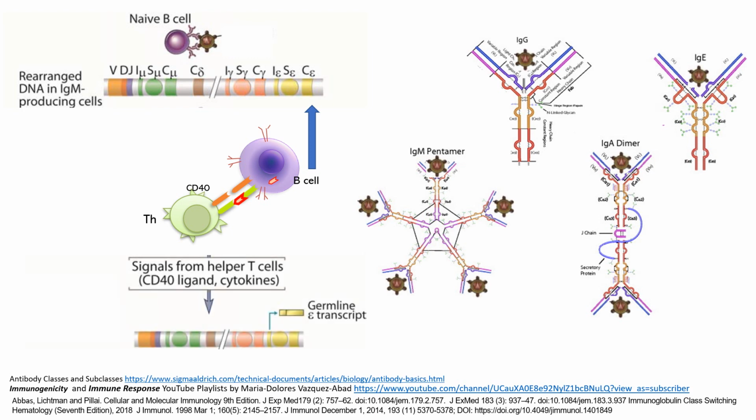In other words, the signals from the Th cells with the co-stimulation via the CD40 ligand and the specific secretion of cytokines by those Th cells is what's going to help identify which is the germline transcript, for instance, if we are going to be switching to an IgE. And all this time, the variable region still remains identifying the drug.